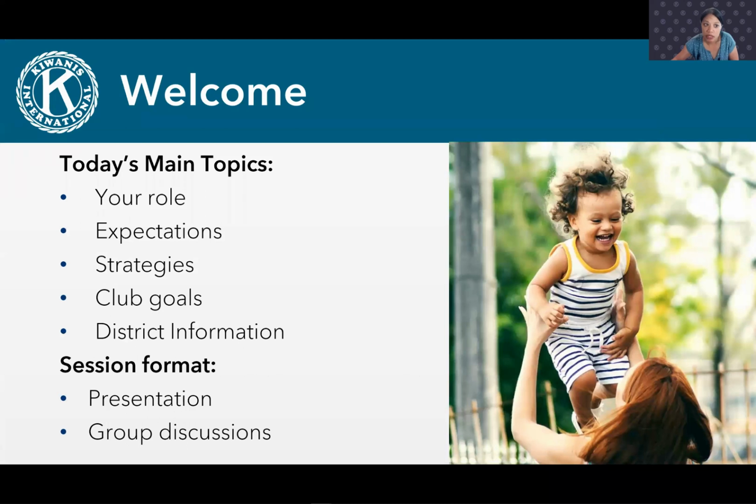Today the main things that we're going to focus on are your role, the expectations of that role, some strategies to help you be successful, club goals around membership, and we're going to provide you some Pennsylvania district information. The format, of course, is this Zoom format in presentation mode. We're going to encourage you to be as interactive as possible. I know it's difficult during a Zoom, but utilize the chat. We have Tiffany and Matt helping me tonight as well, so between the three of us, we will see your questions, and feel free to raise your hand if you have questions.